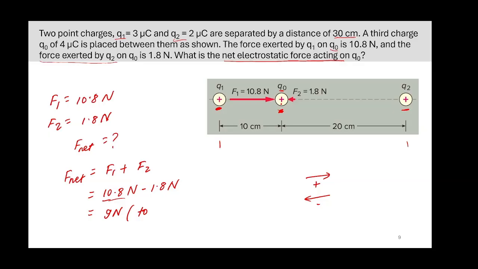also orient from left to right. So the net force will be in this direction with the tail on the left and the arrow on the right. Or we can just say 9 Newton to the right.